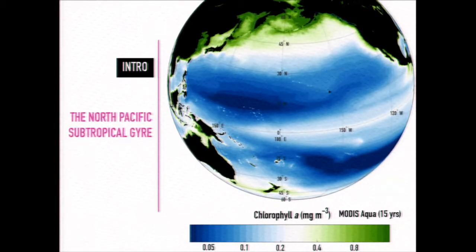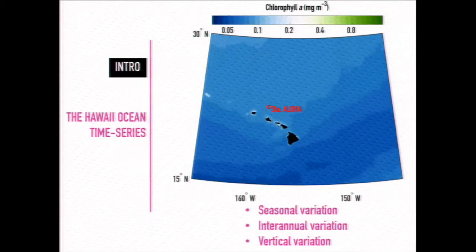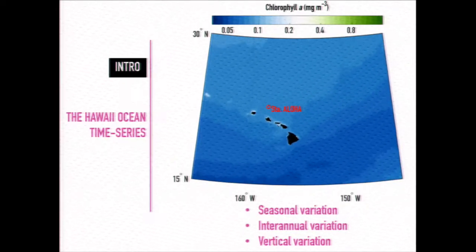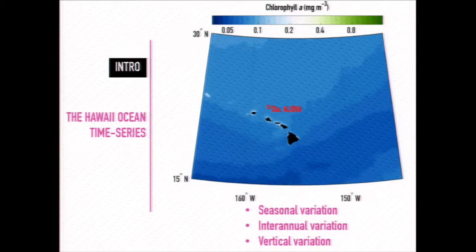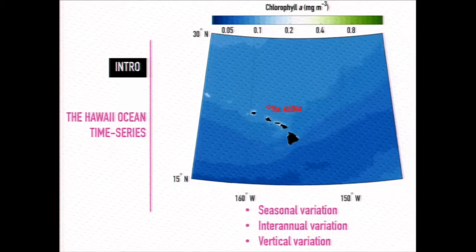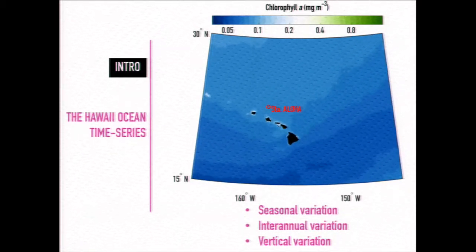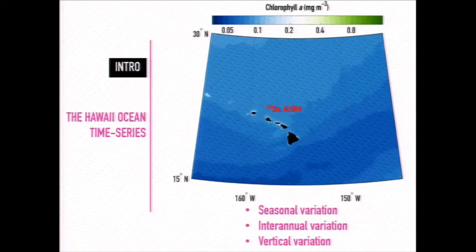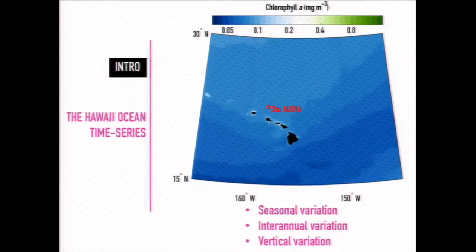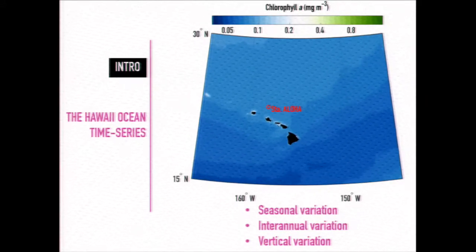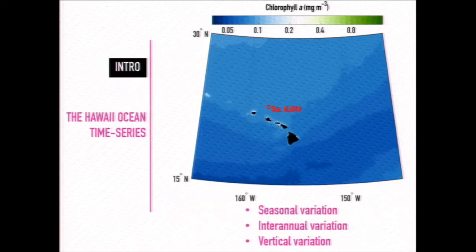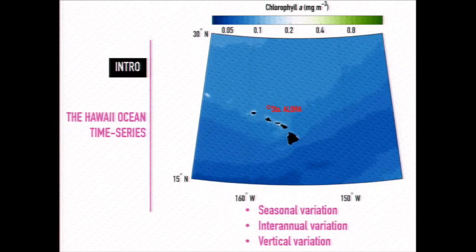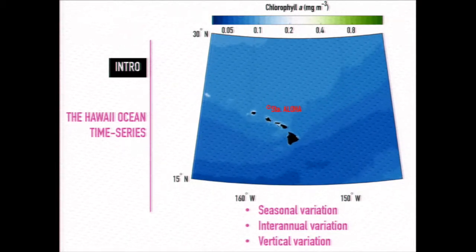One of the advantages of studying this system is the presence of the Hawaii Ocean Time Series. It is one of the most important open ocean time series, lasting for 30 years now with quasi-monthly sampling. This takes place at Station Aloha, about 100 kilometers north of the island of Oahu in the Hawaiian archipelago. The biogeochemical, hydrographic, and ecological measurements allowed us to understand a great deal about the seasonal variability, the interannual variations at this site, and also the vertical variability of this system.